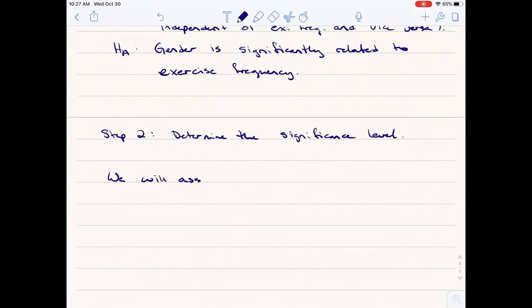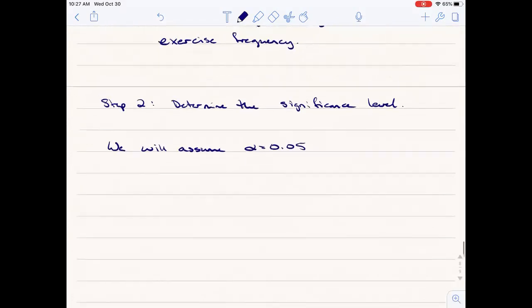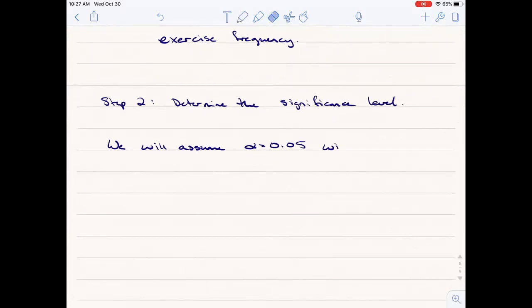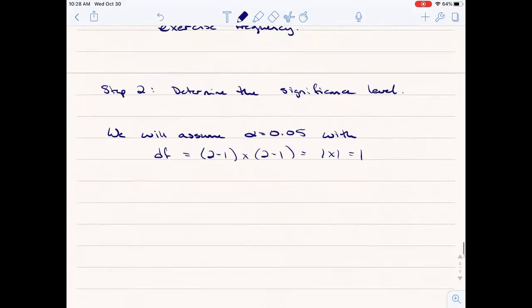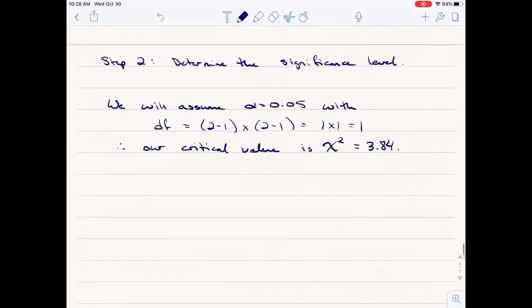So we will assume alpha equals 0.05 with degrees of freedom equal to 2 minus 1 times 2 minus 1, which is 1 times 1, which is 1. Showing way more work than I need to, but just so you know where it came from: the number of rows minus 1 times the number of columns minus 1. So with 1 degree of freedom, therefore our critical value is chi-squared equal to 3.84, from the chi-squared table.